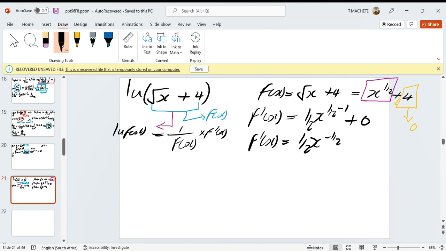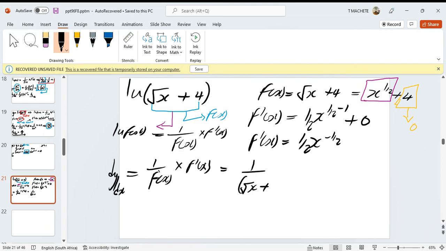Yes. Then you go back, you plug it there. So you're going to write dy over dx is equal to 1 over f of x times f prime of x. Then you plug in your values. So you're going to have 1 over f of x. What is your f of x? You write it as it is, square root of x plus 4. And then you multiply by the f prime, which is 1 over 2 x to the power minus 1 over 2.